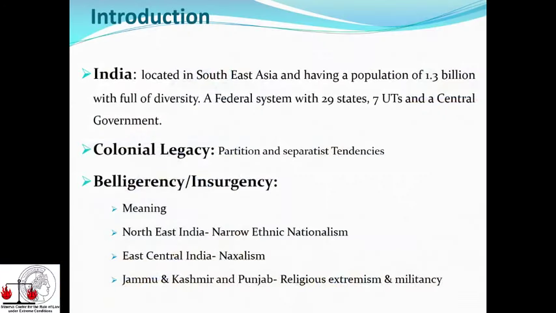It's located in Southeast Asia, having a population of 1.3 billion, full of diversities, such as 22 official languages, around 1600 dialects, and all the major religions of the world. So in this highly diversified population, it's a mounting challenge to maintain peace and security in internal affairs. India has a federal structure with 29 states, 7 union territories, and a central government.